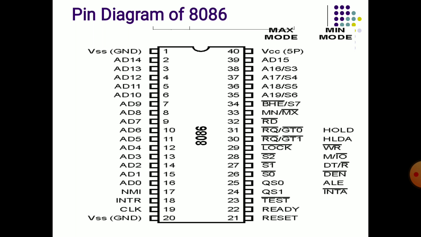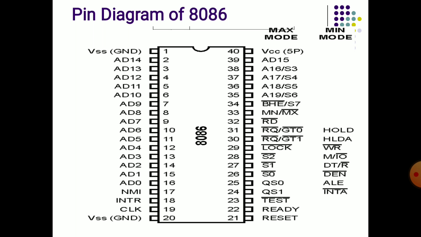Next, come to this side. Pin number 17 and 18 indicate NMI, non-maskable interrupt, and INTR, interrupt request. So these two pins are interrupt related functions. If you want to access the external interrupts, those interrupt pins will be activated by using the NMI and INTR pins. These external pins are available for accessing the interrupts.